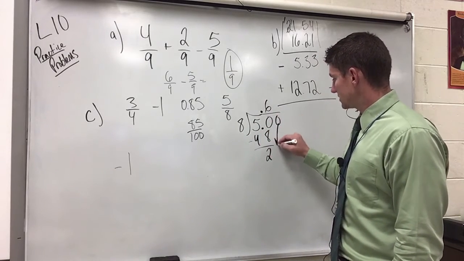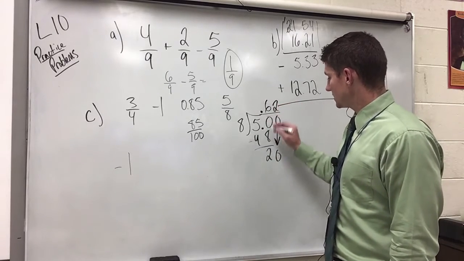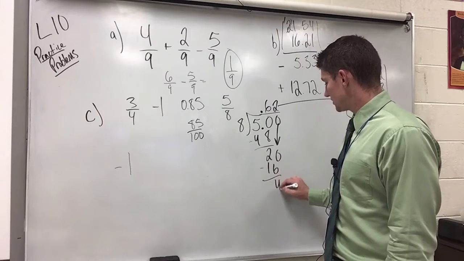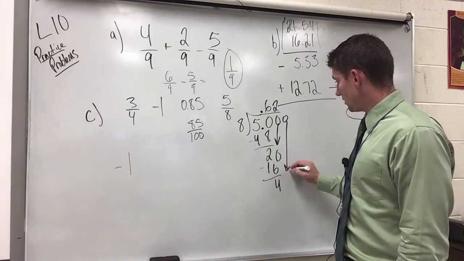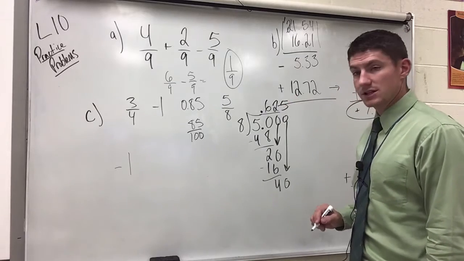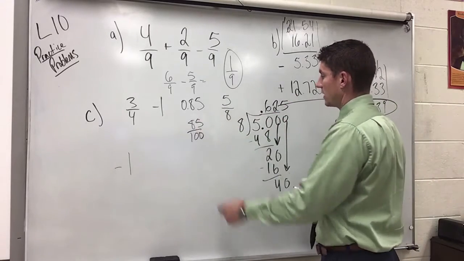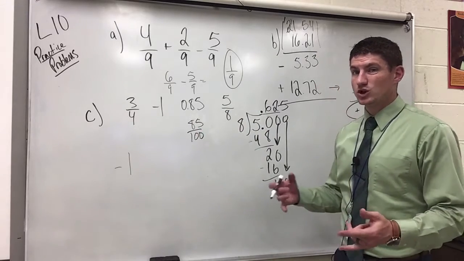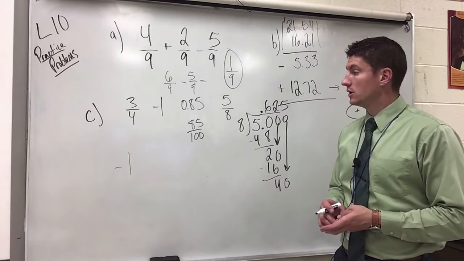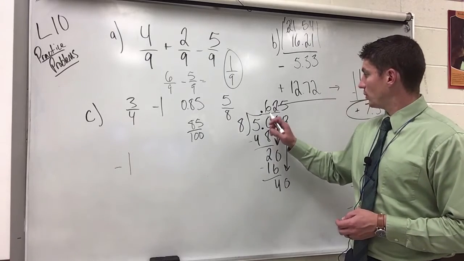Bring down the next 0. It goes into 20 2 times. 8 times 2 is 16. Subtract is 4. Bring down the 0. 8 goes into 40 5 times. 0.625. Now I know the difference between this value and this value in my decimal form, and I can say which one is smaller, which one is larger. In this case, the least value would be 0.625.